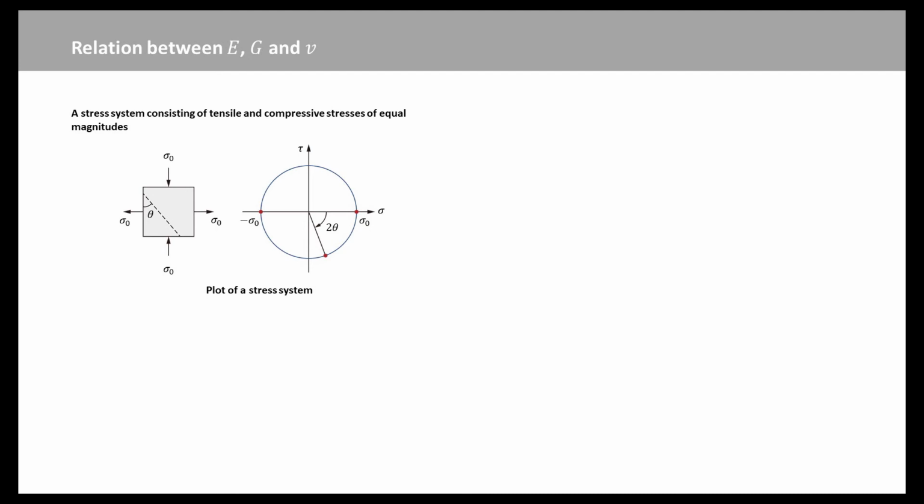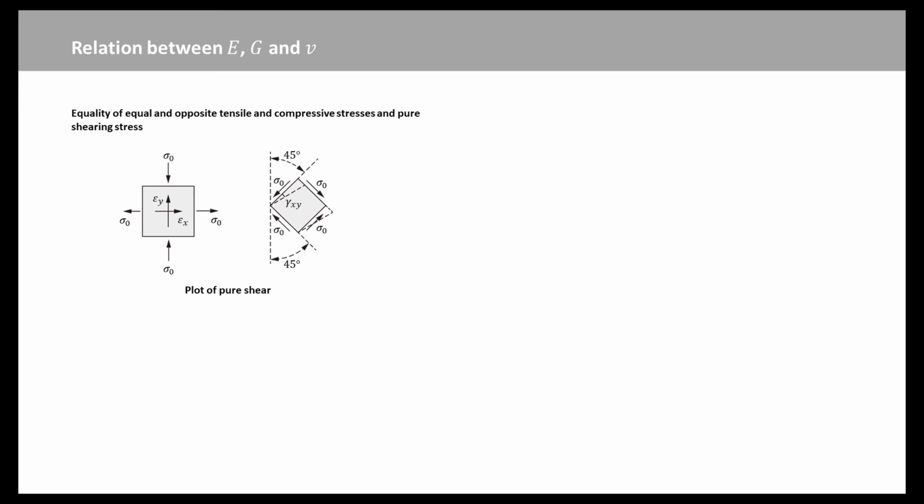In particular, we know that there is no normal stress when 2 times theta is equal to 90 degrees. That is, when theta is equal to 45 degrees. Moreover, when theta is equal to 45 degrees, the shear stress on this plane is of magnitude sigma O.